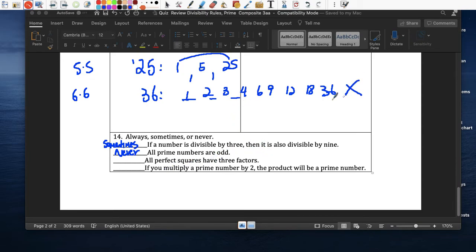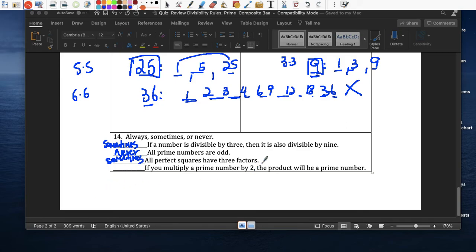So are there 3 factors? No, right? So let's look at the number 9. Number 9 is 1 times 9, right? And then 3 times 3. How many factors? 1, 2, 3. So sometimes, why is 9 a perfect square? Because 3 times 3, right? So sometimes perfect squares have 3 factors, like 9, like 25. But sometimes they have many, many factors. Okay, so we're going to write here sometimes.